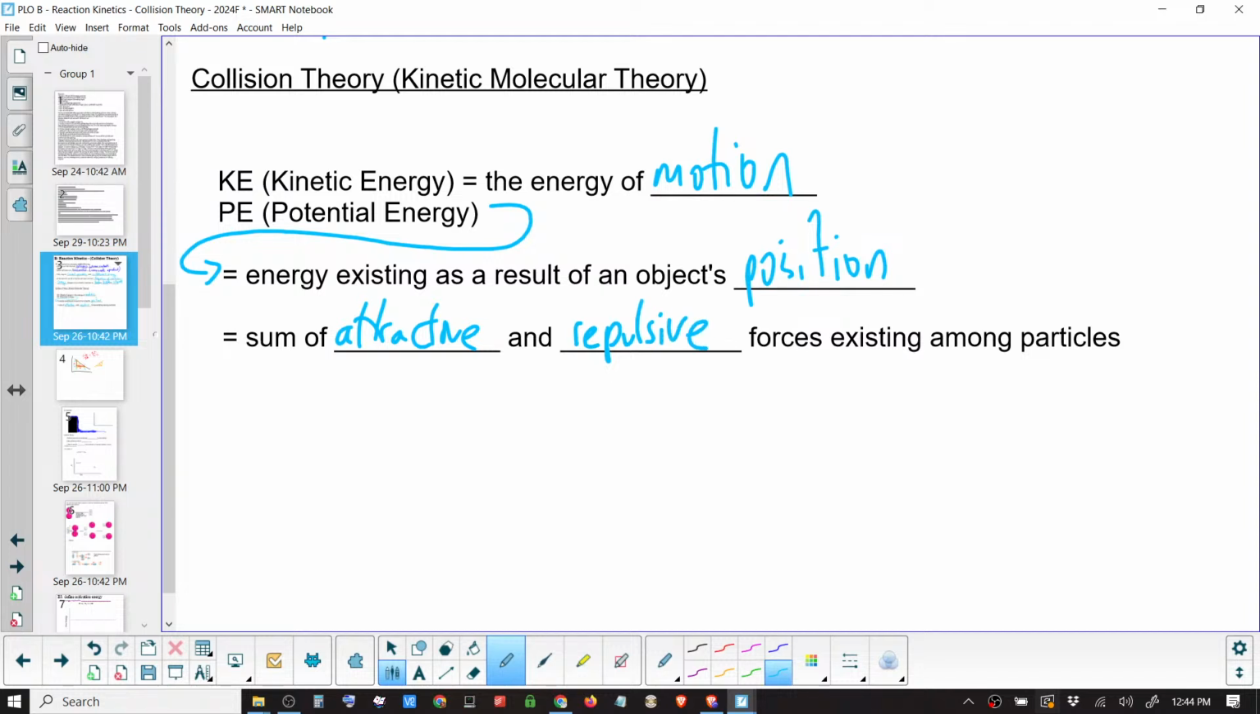And when we're talking about position in terms of molecules, we're often talking about attraction and repulsion. So electrons repel each other because they're all negative, but they're really attracted to the nuclei because they're positive. And that sum of all those forces, where that atom is or where that electron is, will lead to it either having a lot of potential energy or very little potential energy.